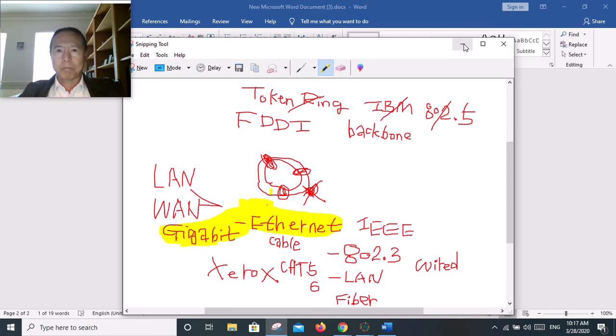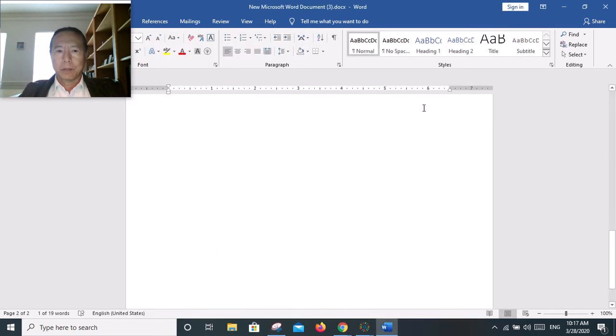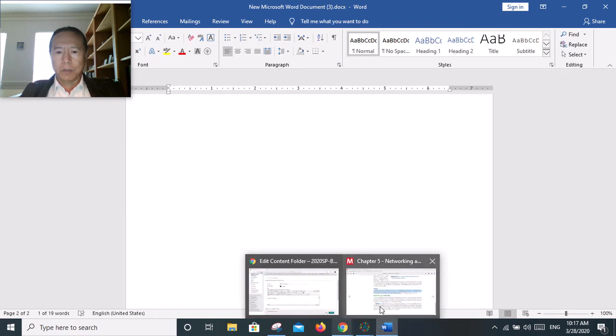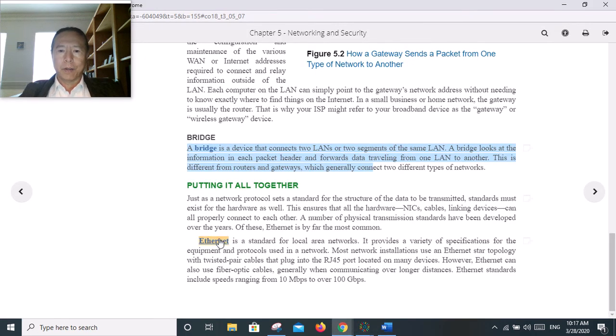Okay, that's my whiteboard. Come back to our textbook. Yep, Ethernet, you know a lot about Ethernet. From 10 megabits per second, they can give you 2 megabits per second, no problem. So with Ethernet, you don't need to have 10, if you have 1.5, that's good enough. Up to, well, it's unlimited.